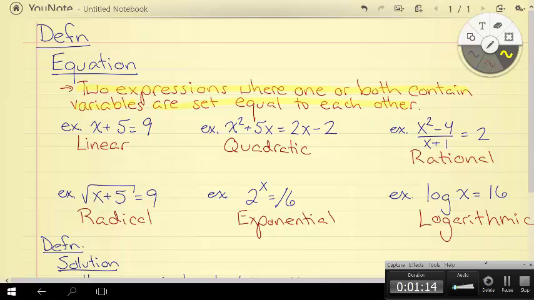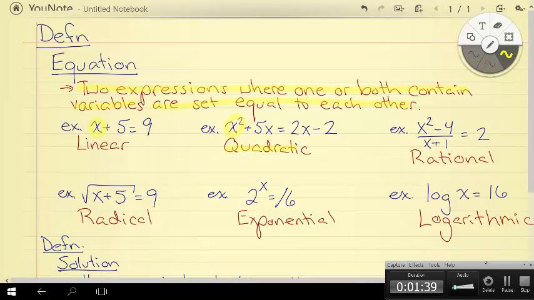Here I have 6 examples of different types of equations. In this first example, I have it defined as a linear equation because the only variable that's showing up is the variable x. In the second equation, we have the variable x showing up, and then we also have an x being raised to the second power, known as x squared. The presence of the x squared makes this a quadratic equation.